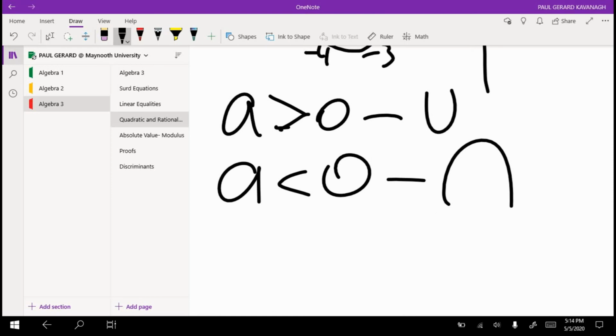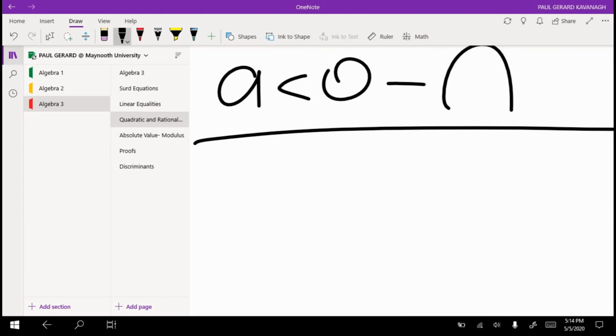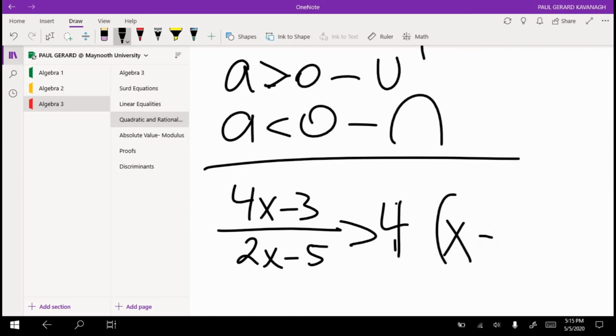Rational inequalities are basically inequalities where you have a fraction where the numerator and the denominator are both linear equations, or any equations that are kind of similar. Let's try this example. 4x minus 3 all over 2x minus 5, and that's going to be greater than 4. I'm going to make a side note here: x does not equal 5 over 2.